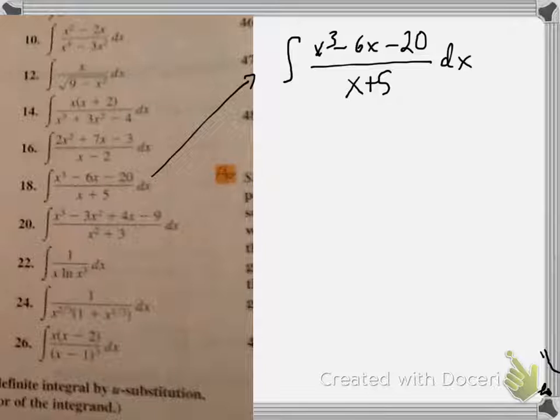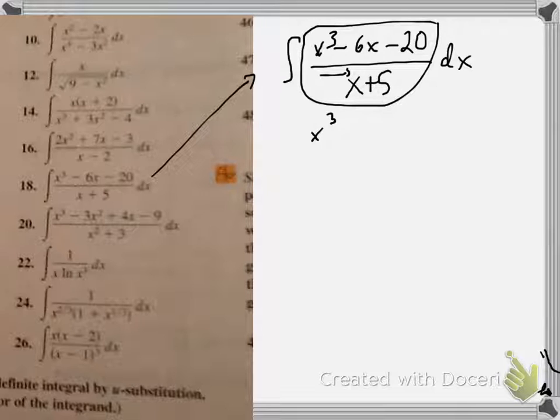Now, let's get serious in here. We have x plus 5 in the denominator, and the numerator is x cubed, so we're definitely going to have to do long division. You see a pattern: you're going to do long division whenever the numerator is greater than the denominator, so that our last term will be a natural log term.